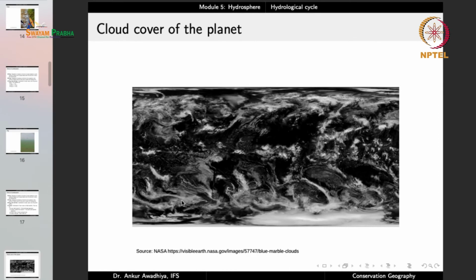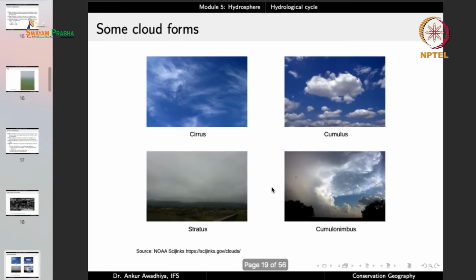So if we look at the cloud cover of the planet, this is what it looks like. So you can observe that we have a lot of clouds in the atmosphere, and these are the different kinds of clouds. So you have cirrus clouds. These are very high clouds, and they look like a horse's tail. So they have a wispy appearance. Then you have cumulus clouds. They look like cotton balls. They are at a middle altitude. You have stratus clouds, which cover the whole of the sky. And you have nimbus clouds, which have these black spots and which typically bring rains.